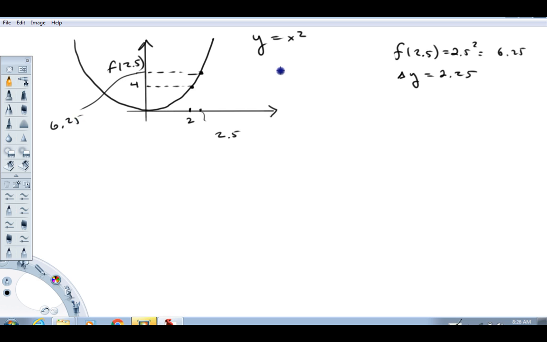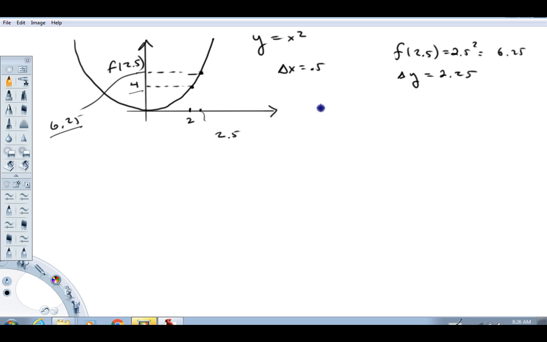Now, in this example, we could call delta x 0.5 because we moved to the right by 0.5, and then the delta y would be the change in y. That'd be 6.25 minus 4, which is 2.25. So what that means is when we went to the right 0.5, y went up 2.25.